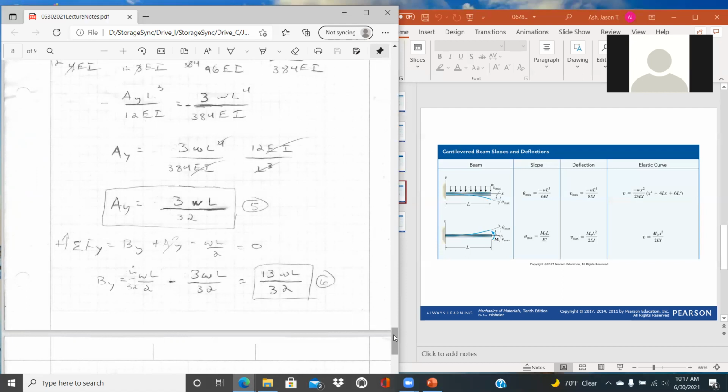And then after that, I went ahead and solved for what BY was, just summing forces in the Y. You'd have BY plus AY minus WL over 2 is equal to 0. And so BY is just equal to WL over 2 minus the 3 WL over 32. And so 32 is a common denominator, and we end up with BY being 13 WL over 32.